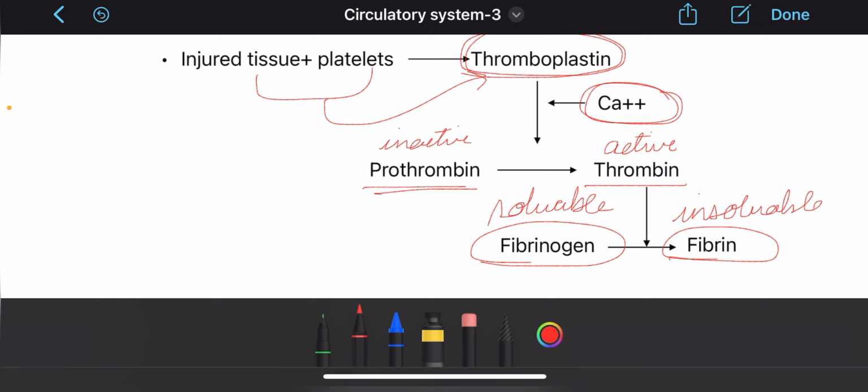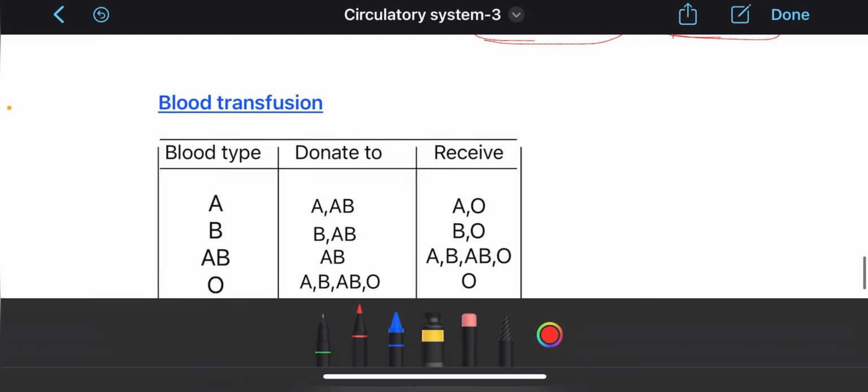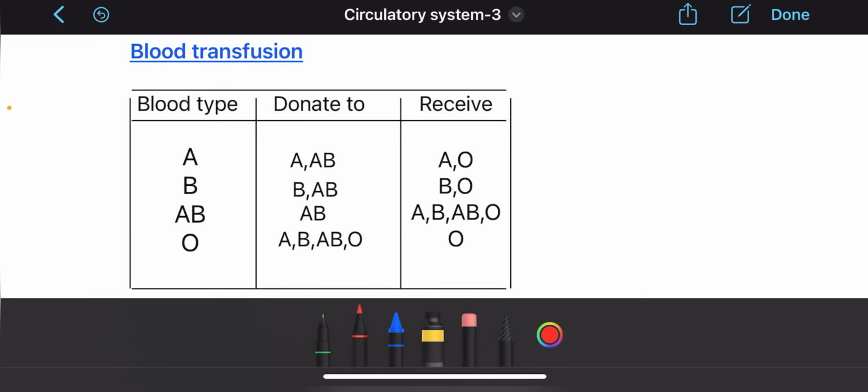Now this insoluble fibrin forms a fine mesh over the injured area in which the blood cells such as the RBCs and the WBCs get entrapped and therefore form a clot. Now this blood clot is responsible for preventing the further loss of blood and therefore preventing hemorrhage. After this we are going to learn about blood transfusion.